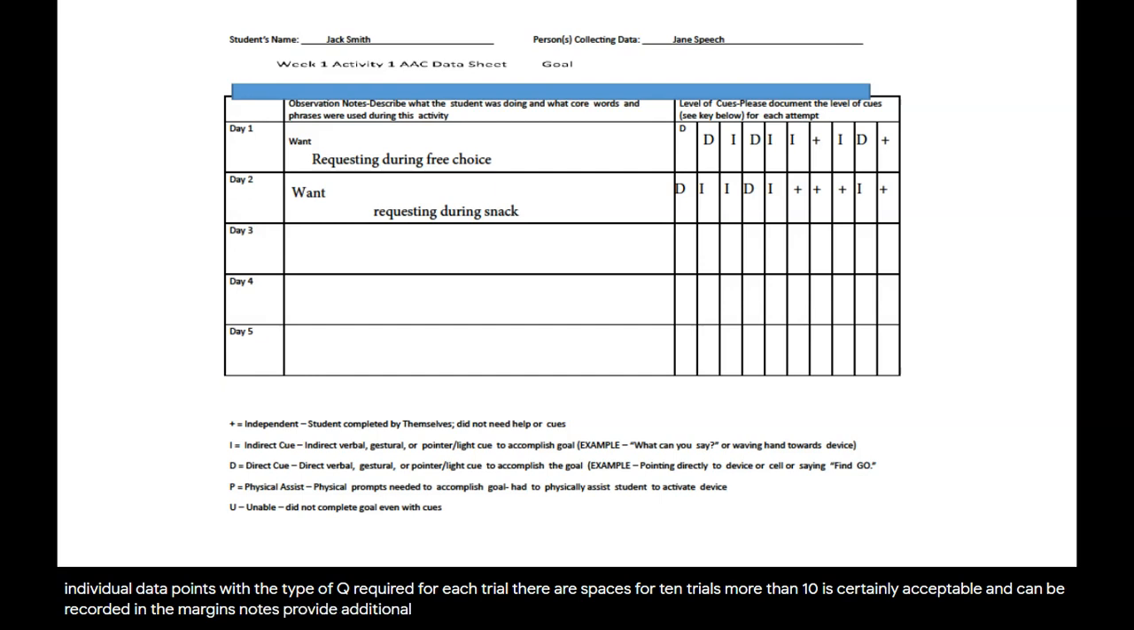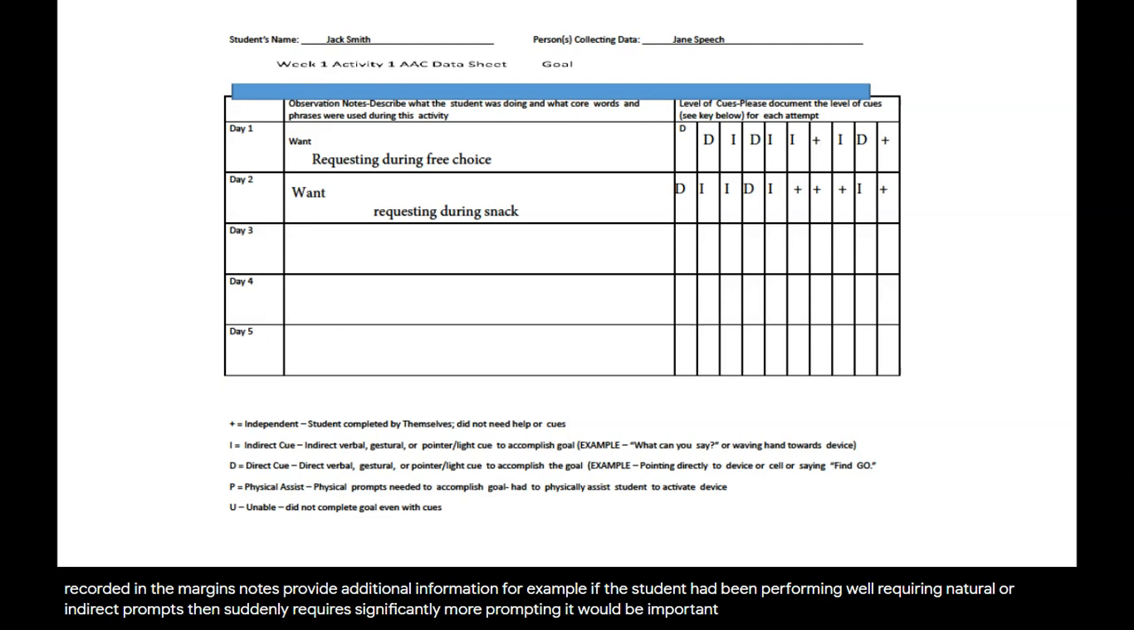Notes provide additional information. For example, if the student had been performing well, requiring natural or indirect prompts, then suddenly requires significantly more prompting, it would be important to note if the student was not feeling well that day or if a new setting was introduced.